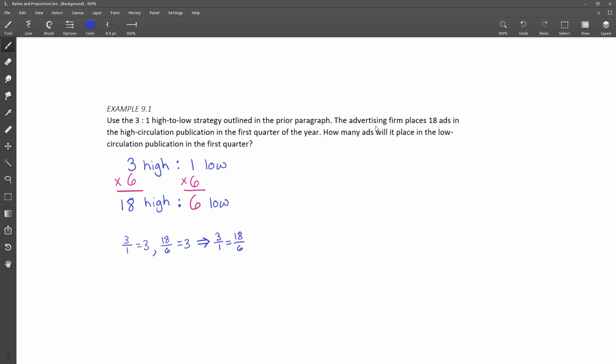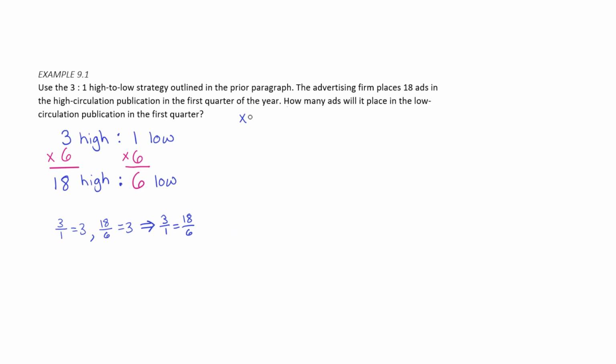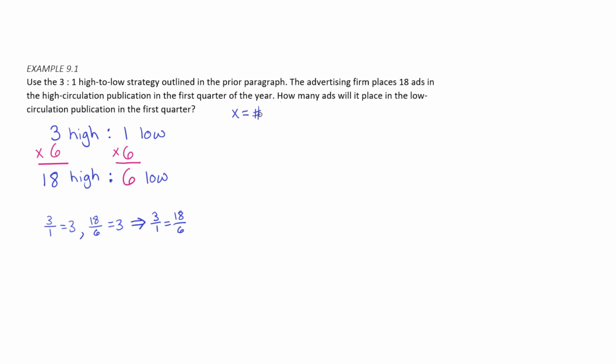So how can we use the fact that 3 over 1 is equal to 18 over 6 to help us from the beginning? Well, I'm going to solve this problem again. I'm going to start by defining an unknown. I'm going to use the letter x. So this letter x is going to stand in. It's a variable. It's just a stand-in placeholder for something unknown in this case. And what is unknown is how many ads should be placed in the low circulation publication in the first quarter. That's what we would like to know.